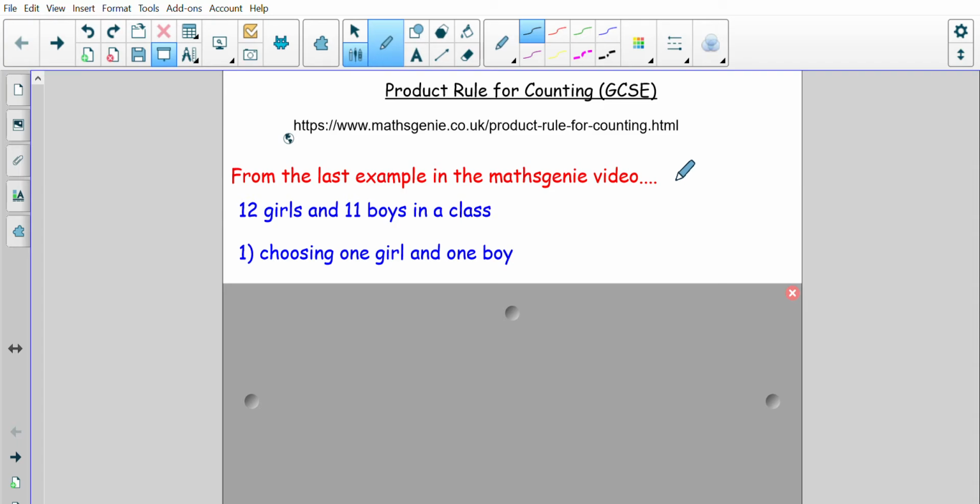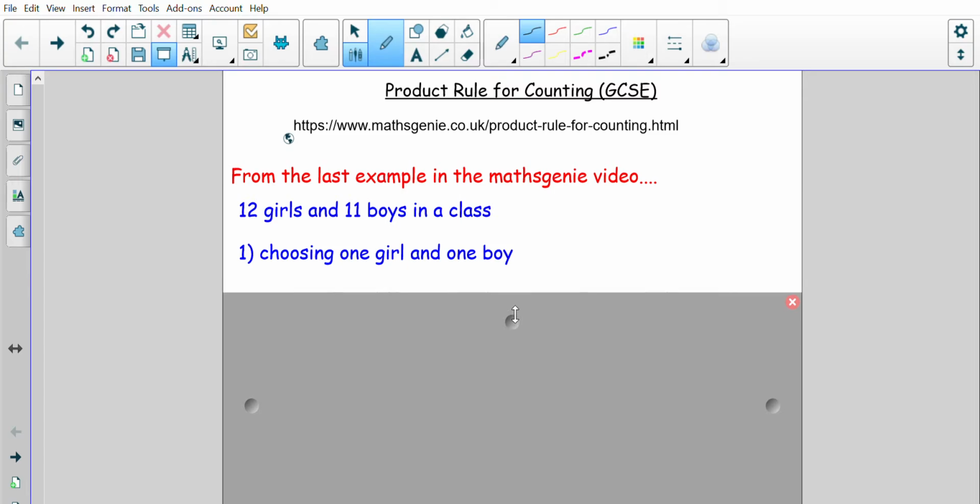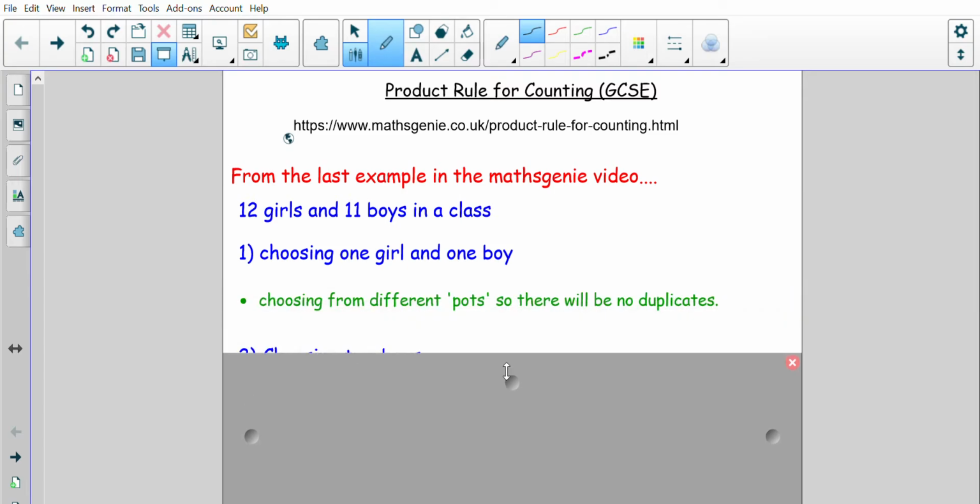Just thinking about the last example in the Maths Genie video, we had 12 girls and 11 boys. If we chose one girl and one boy, we were choosing from different pots, the girl pot and the boy pot. So that meant there were no duplicates, so we simply multiply. I've got 12 girls to choose from and 11 boys to choose from.